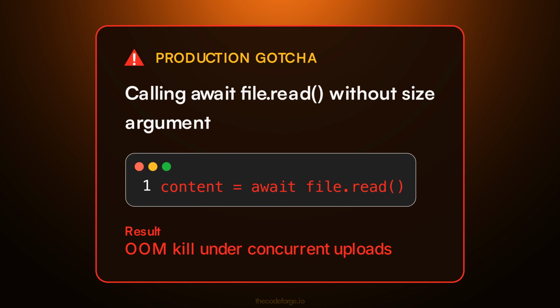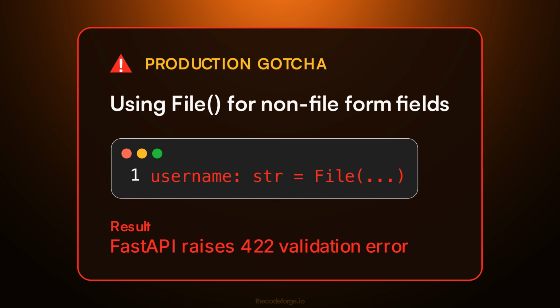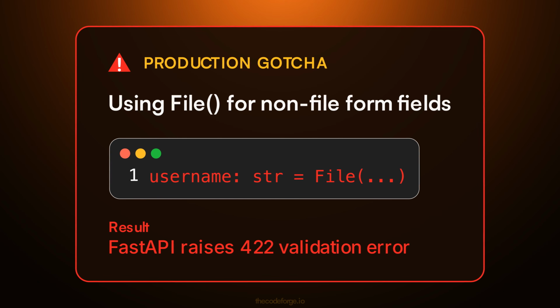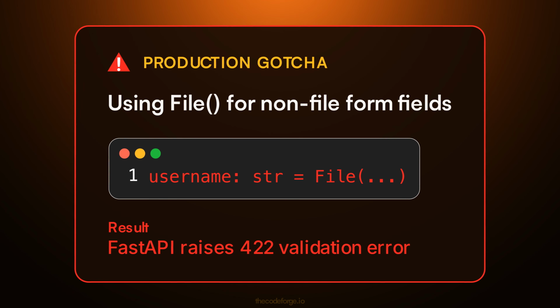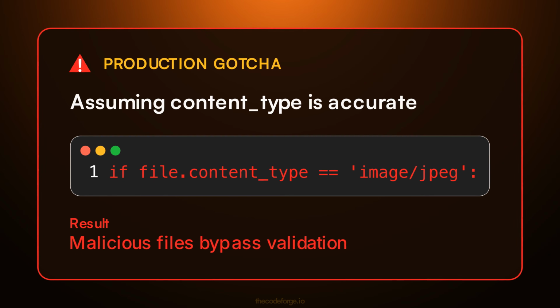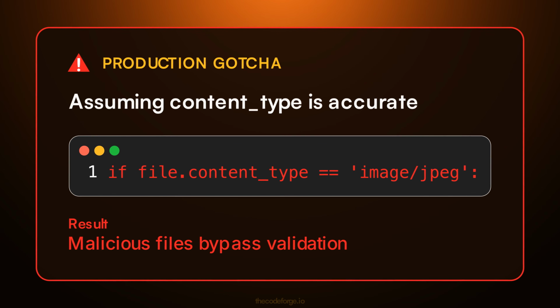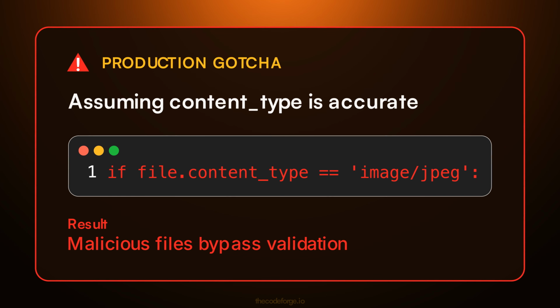Always pass a chunk size: chunk = await file.read(1024*1024). Using File for form fields that are not files causes FastAPI to expect a file upload for that field, resulting in a 422 error. Use Form for non-file fields. The content_type attribute is client-controlled and trivial to spoof. A malicious client can upload an executable with content type image/jpeg. Always use python-magic to detect the actual MIME type from file bytes.